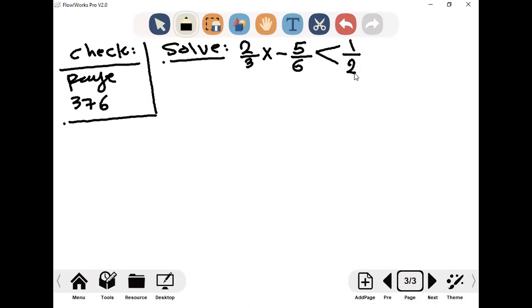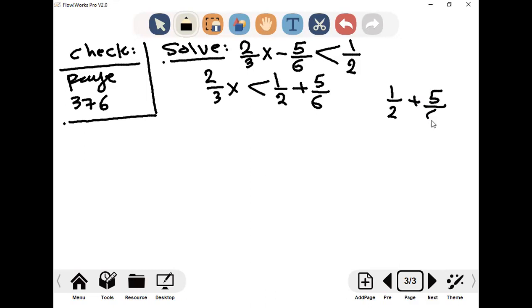Let's check: 2 over 3 x less than half plus 5 over 6. Take this by side and do it, so half plus 5 over 6 times 3, times 3. This will be 3 plus 5, 8 over 6, which means 4 over 3.